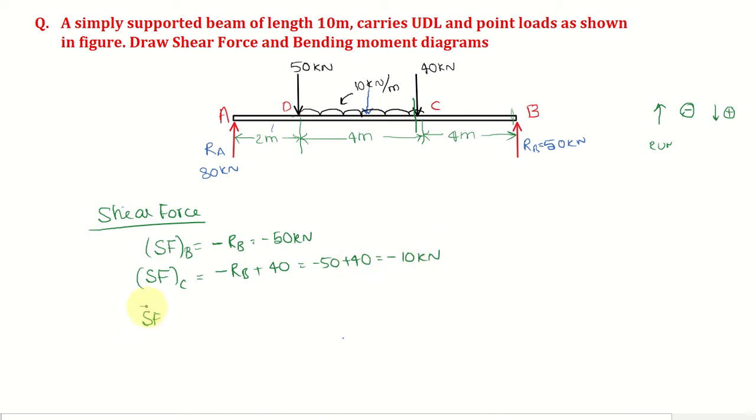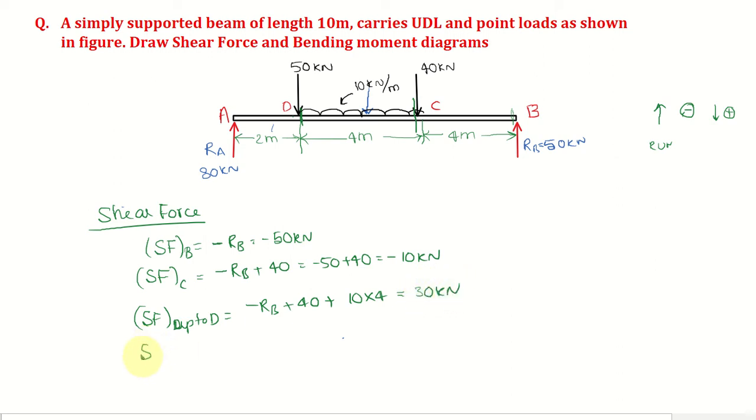Now shear force at D. So the sum of forces up to D. I say up to D, near to D. At D we will see that later, because this is a UDL, and we should not mix up these two. So up to D, let us take at this portion. So we have minus RB plus 40 plus 10 into 4. So that is how much? That we will get as minus 10 kilonewton.